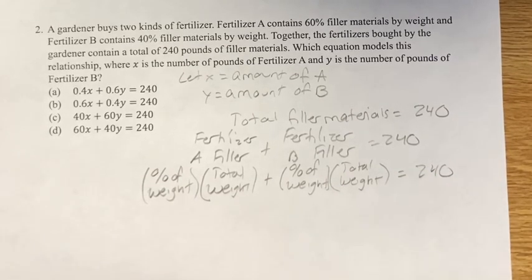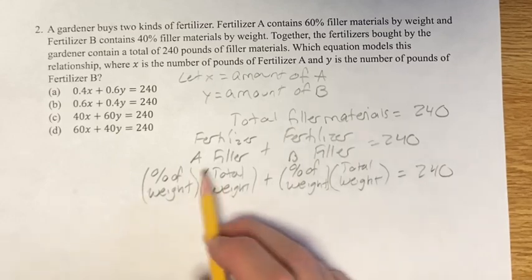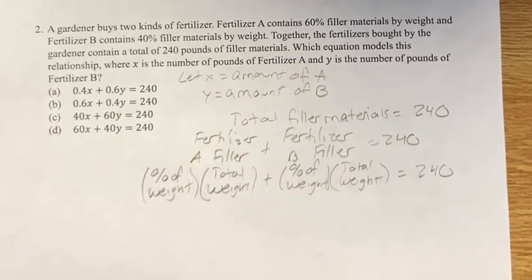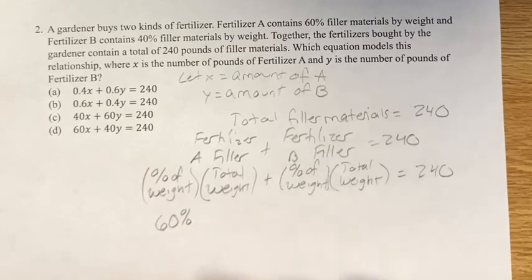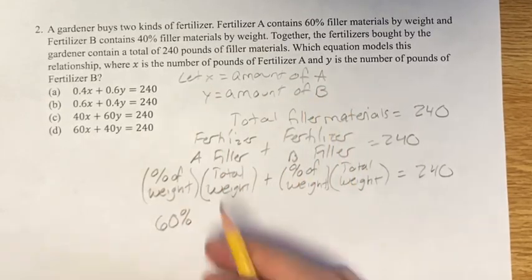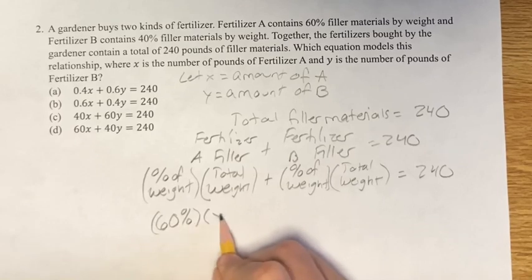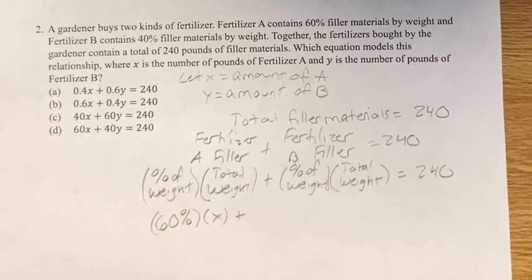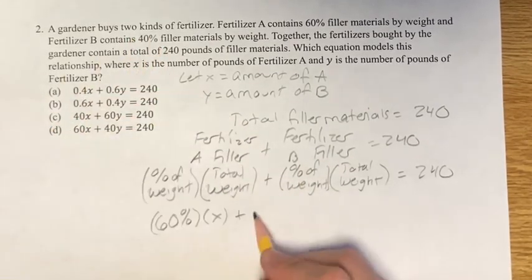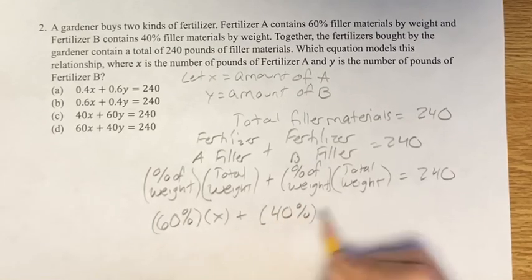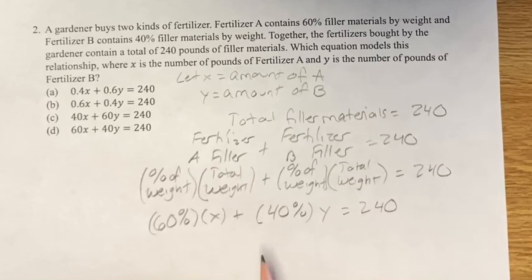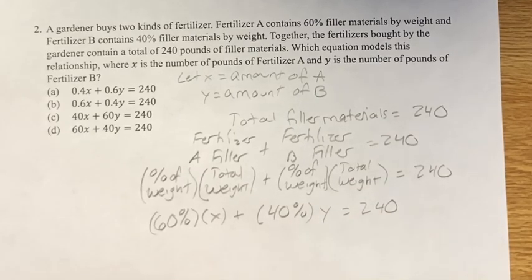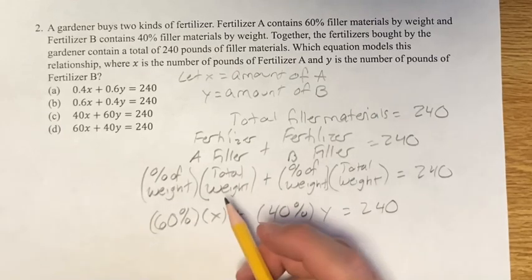Now, we are told that fertilizer A is 60% filler materials, so 60% of the total weight, which for A is X. So 60% times X plus for fertilizer B, we were told that we have 40%, and the total weight for B is Y. So 60% times X plus 40% times Y is 240. This doesn't look quite like any of our options yet, so we have to convert the percents into decimals.